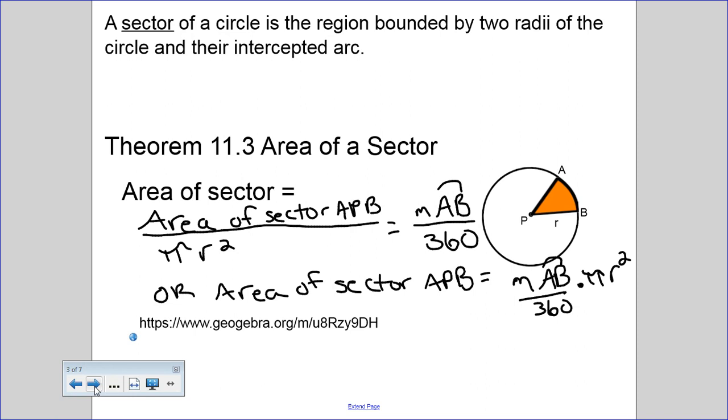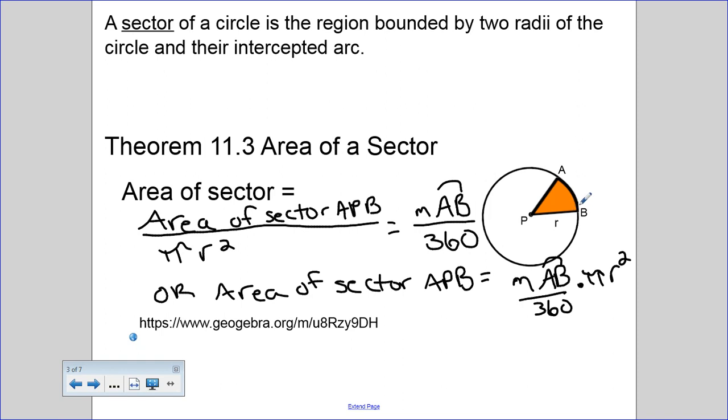All right, so let's talk about sectors. A sector is the part of the circle bounded by two radii and the intercepted arc. So if I look down here at this picture, APB is the sector, this little orange shaded piece. Think of it like a piece of pizza if you're going to find the area. I'm going to show you one where it's a cookie. So you're looking for the area of that slice.